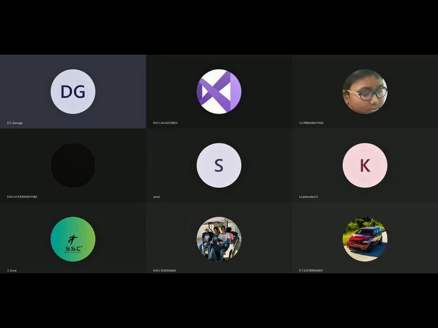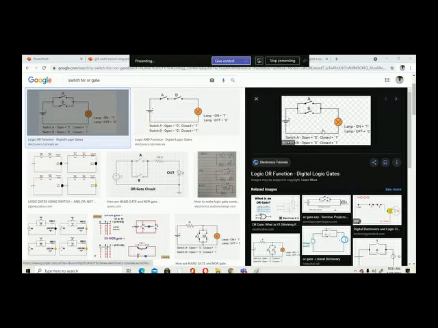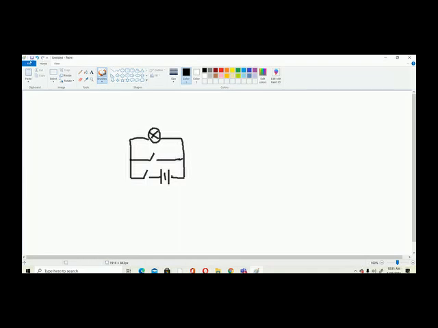Okay, I will show you this one. Can you see this picture? It should be like this. That means if either one of the switches is on, it should be like that. Okay, this is not the correct one. I will draw it again.